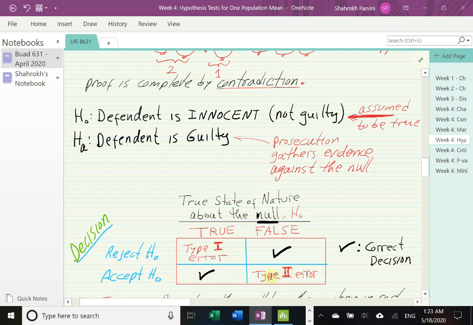The other kind of error is in this location, type 2 error. That's when the null is false. That means this person is truly guilty. The null is false, but the jury comes and accepts the hypothesis of innocence. They say, no, he or she is innocent. We just didn't have enough evidence to convict them.